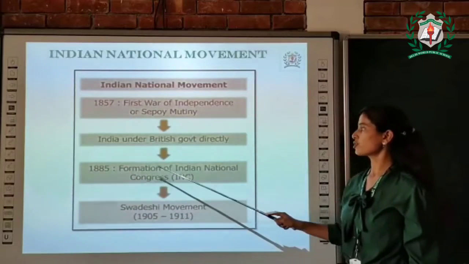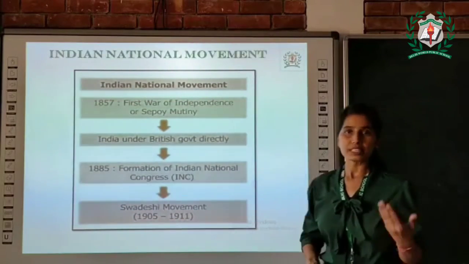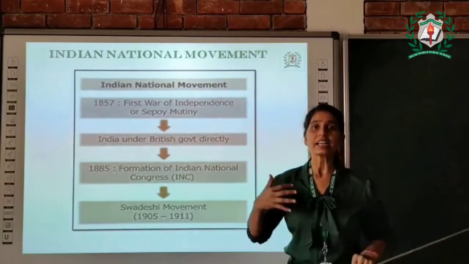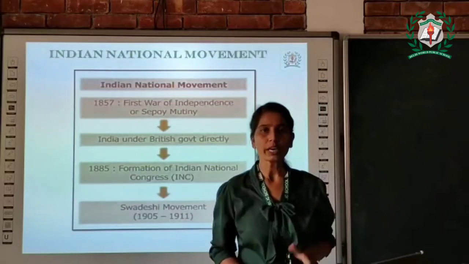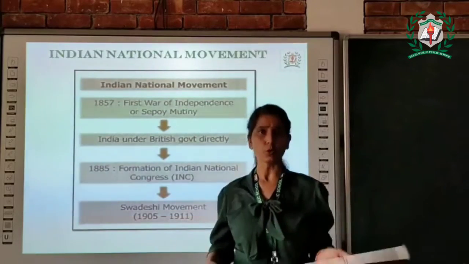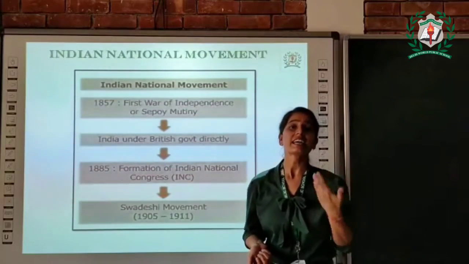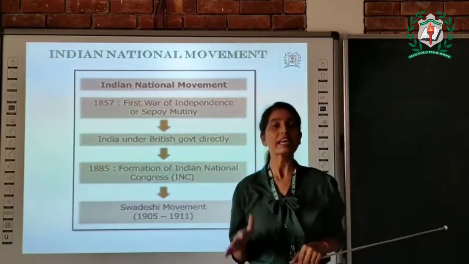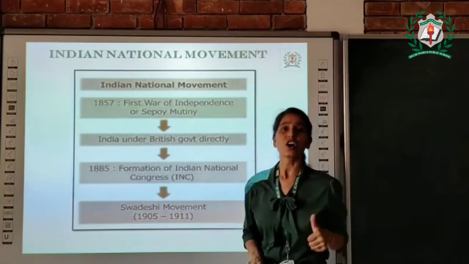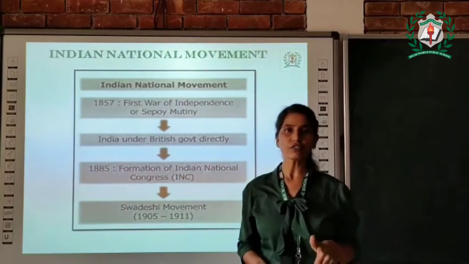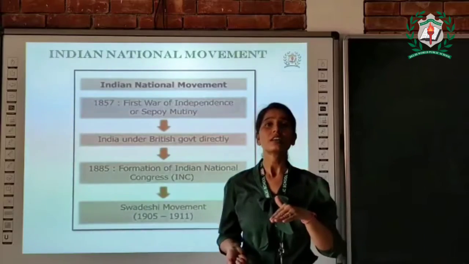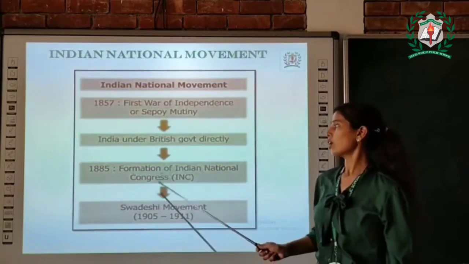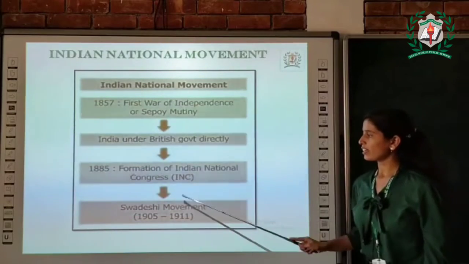Then in 1885, the formation of the Indian National Congress. As we studied in this chapter, the rules of Britishers got harsher and harsher, and Indians were suffering under that British rule. So some Indians thought of creating something new, and that new creation was known as the Indian National Congress, and it is still known by that name. There were two groups in the Indian National Congress. One group was of moderate leaders, and the other group was of extremist leaders of INC. INC stands for Indian National Congress. Then the Swadeshi movement started.